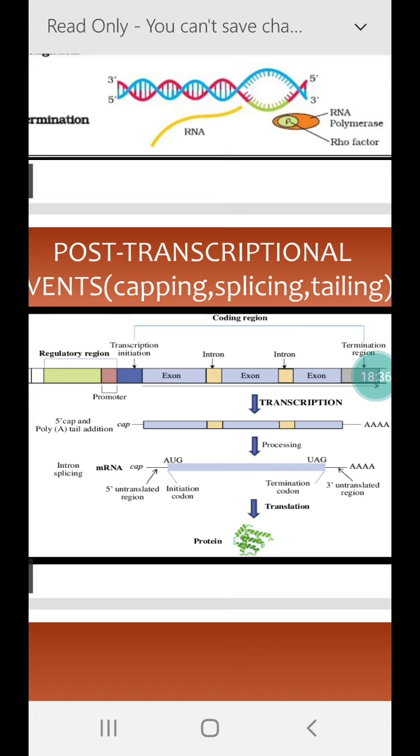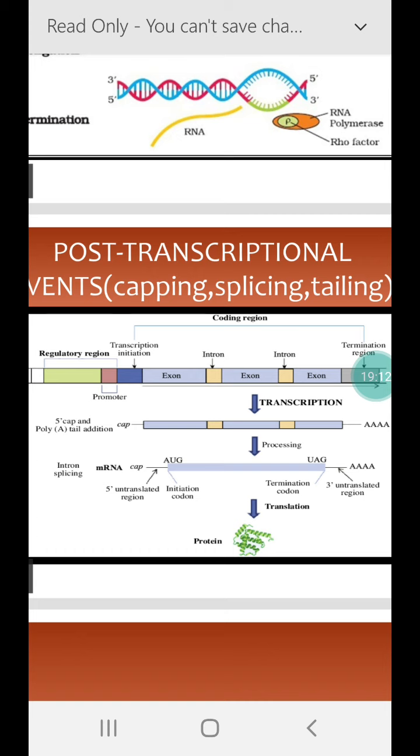In prokaryotes, the newly formed RNA does not require further processing. That is, post-transcriptional events do not happen in prokaryotes, but they take place in eukaryotes. In eukaryotes, the RNA is non-functional when it is formed and therefore undergoes capping, splicing and tailing.